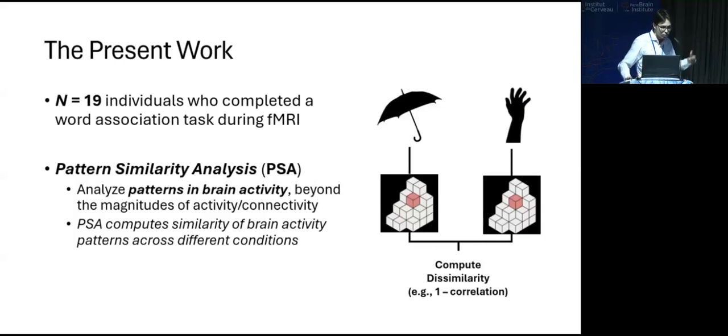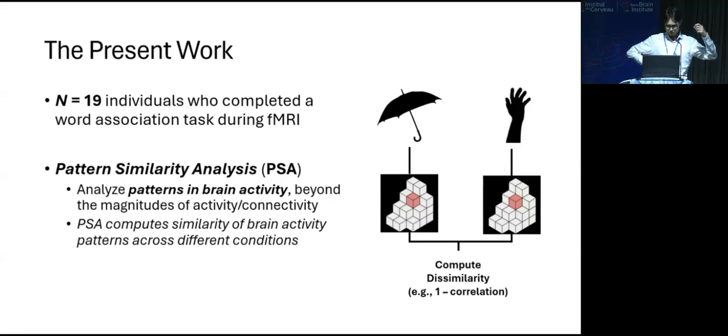The way that we do that is we collected 19 individuals who completed a word association task in fMRI, and we applied a pattern similarity analysis to the task activation. Pattern similarity analysis has the advantage of allowing you to study the patterns in brain activity, which goes beyond just magnitudes of activity or magnitudes of connectivity between brain regions. So it tells you essentially how the brain represents two different task conditions and how differently it might represent them.